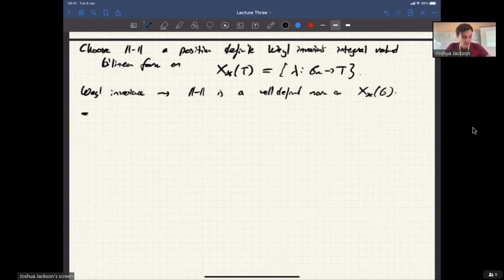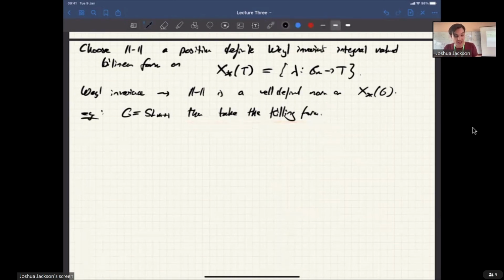Right, so, for example, let me give you a nice example. If G is SL n plus 1, then take the Killing form. This is the natural inner product on the Lie algebra. In fact, if G is SL, then this is really the only choice you have up to scaling. In general, there may actually be a choice, but for SL, there's no choice.